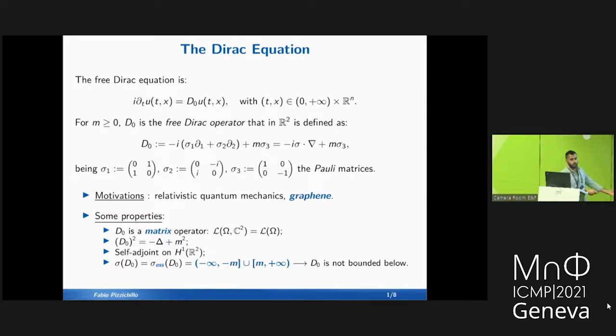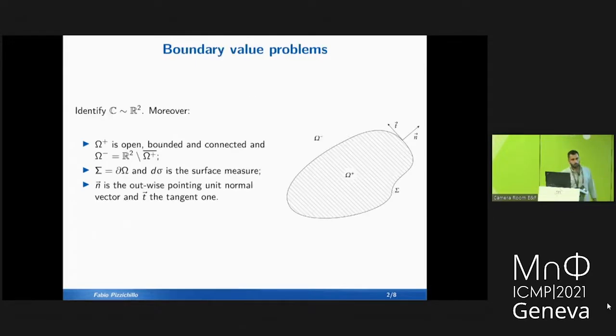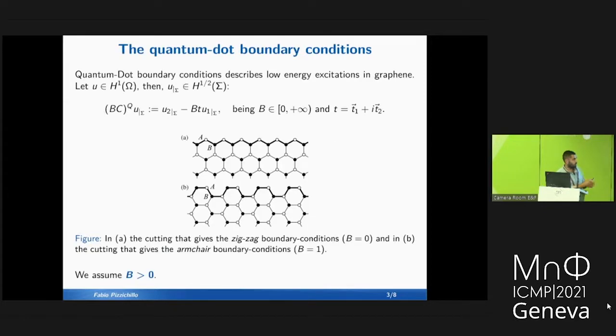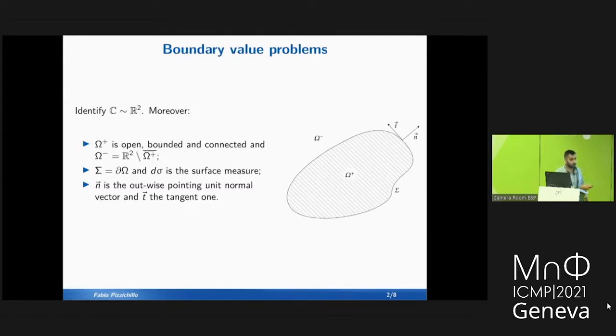So since I am interested in boundary value problems, let me fix just some notation. Of course, I will identify C with R2. Then Ω+ is a bounded, open, and connected set. Ω− is the interior of its complement. Then capital Σ is the boundary. This small σ is the Hausdorff measure, actually the surface measure. And then finally, n and t are the unit normal vector and the tangent one.